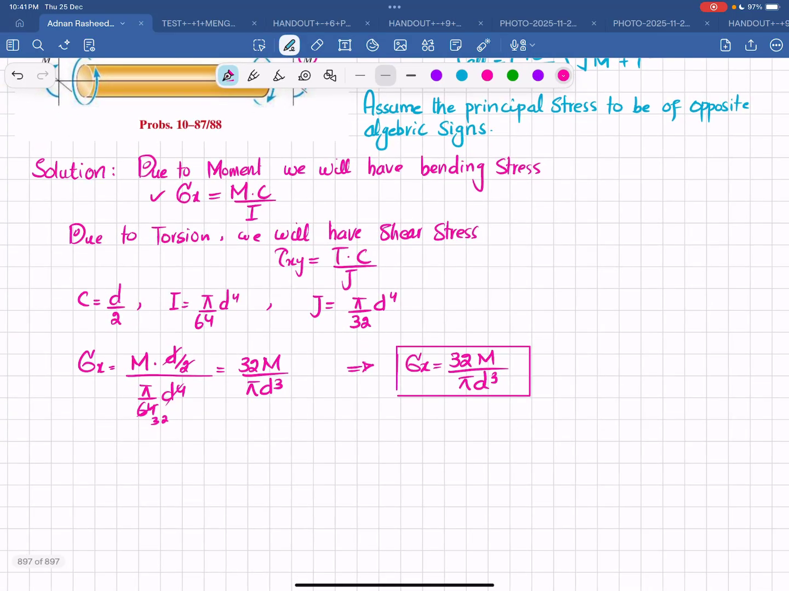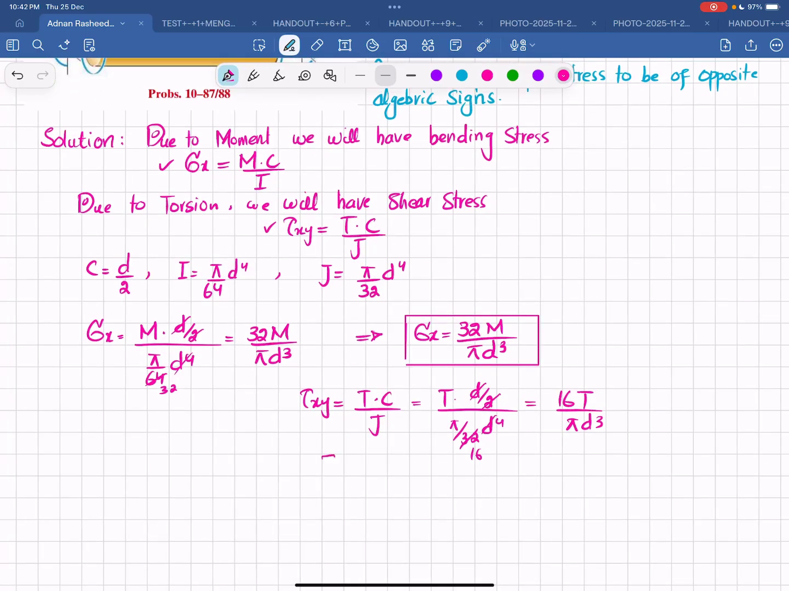Now the second formula is tau of xy equal to T times C divided by J. So T is there, C is D divided by 2, and J is pi by 32 d power 4. That will give you 16T over pi d cube, because the 2 will cancel to give 16, and one d will cancel. So from here you will get tau of xy is 16T over pi d cube. This is the shear stress due to torsion.